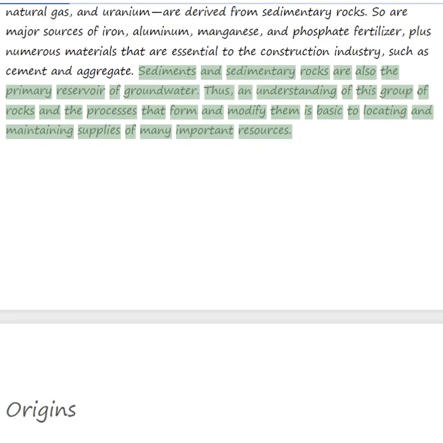Sediments and sedimentary rocks are also the primary reservoir of groundwater. Thus, an understanding of this group of rocks and the processes that form and modify them is basic to locating and maintaining supplies of many important resources.